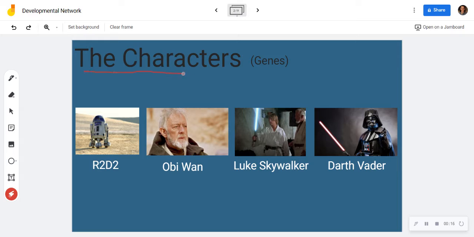So first we will look at our characters, and our characters will represent genes. So here we have R2-D2, who is a droid that Luke Skywalker's dad bought. We have Obi-Wan, who is an older Jedi. We have Luke Skywalker, who is the main protagonist. And we have Darth Vader, who is the main antagonist.